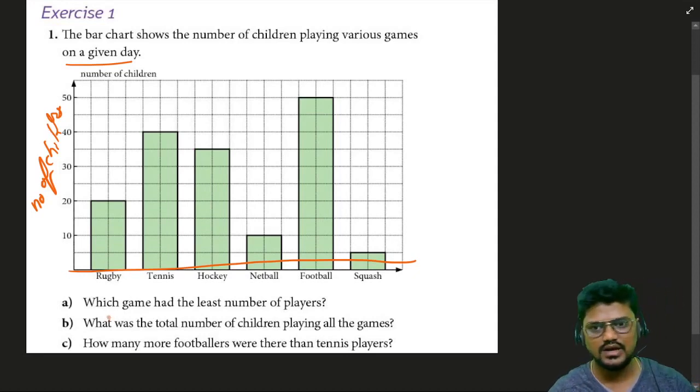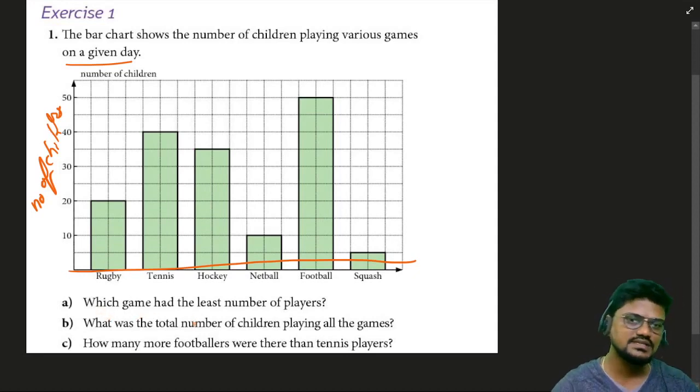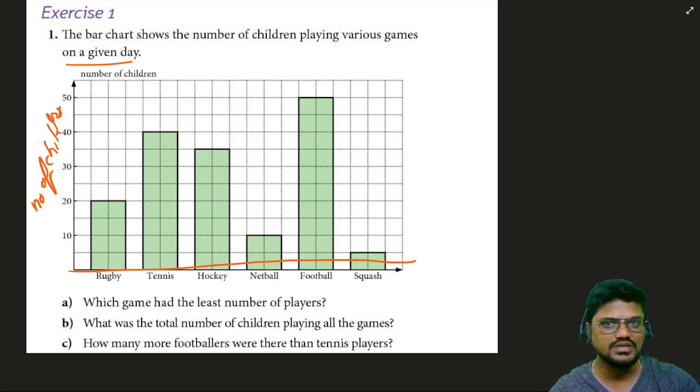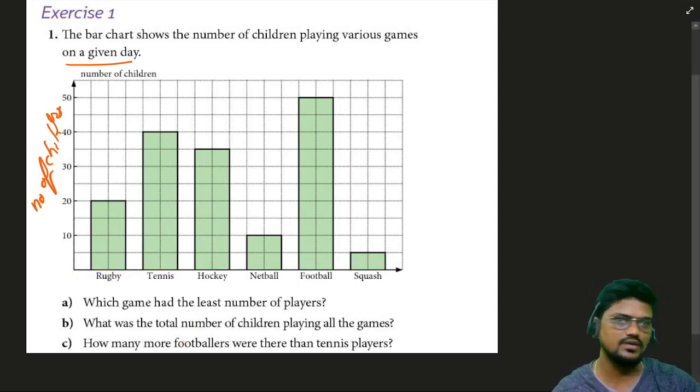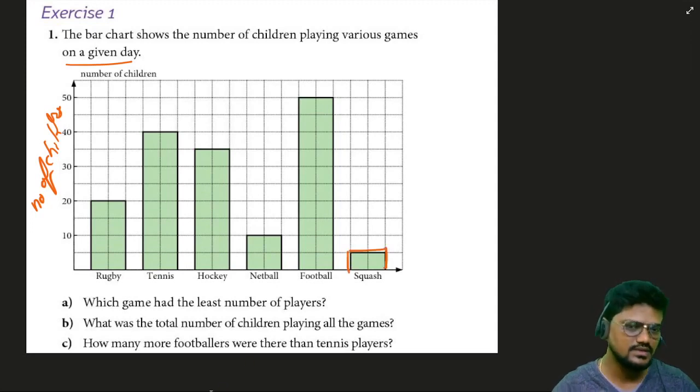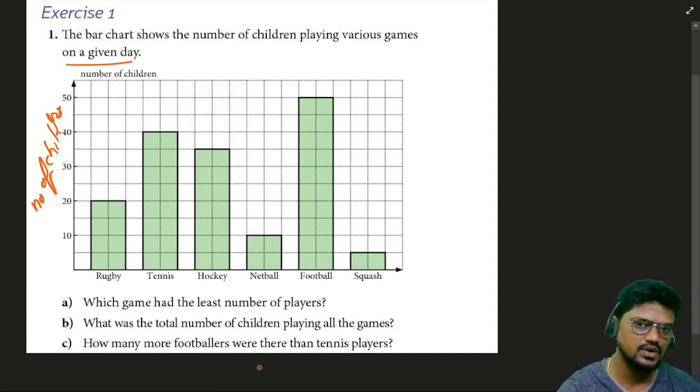Now what they have asked: which game had the least number of players? By using this bar graph we can easily tell. It is squash, because this has the lowest number. That is basically the main use of statistics, because we can read the data very easily and quickly.